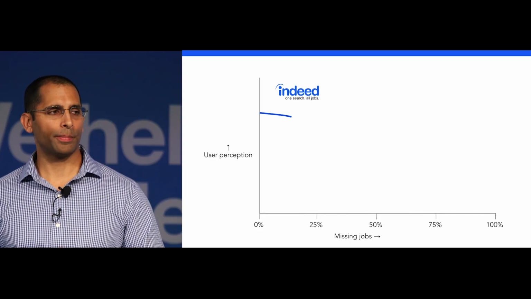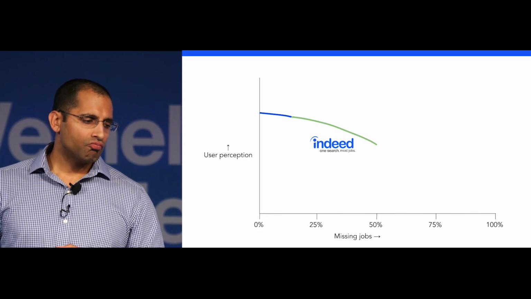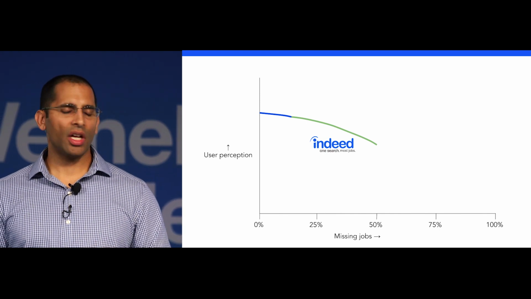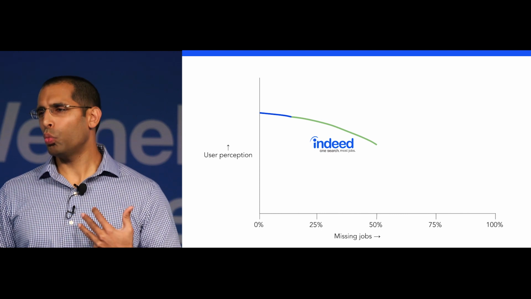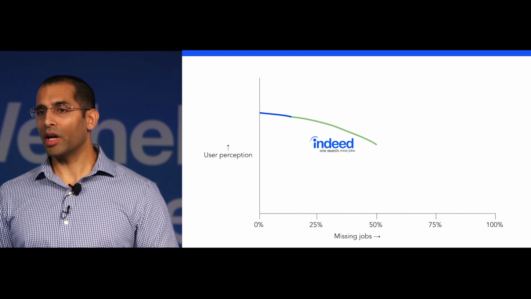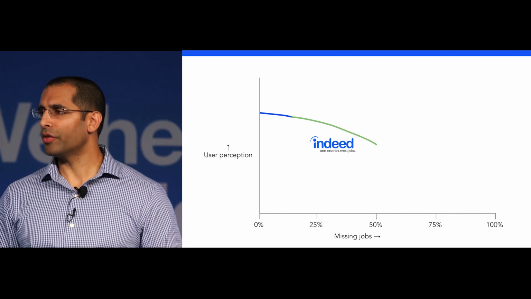We could probably claim with some legitimacy that we're all jobs if we've got 90% of the jobs, if we're missing no more than 10% of the jobs on the web. I think we can still credibly say one search, all jobs, and be perceived accurately by users. Between 10 and 50% missing jobs, maybe that's one search, most jobs. Still pretty good. I don't think we can credibly call ourselves all jobs and deliver the user value we want.